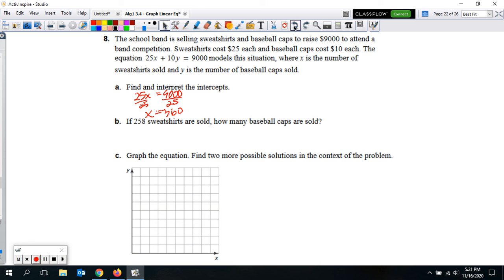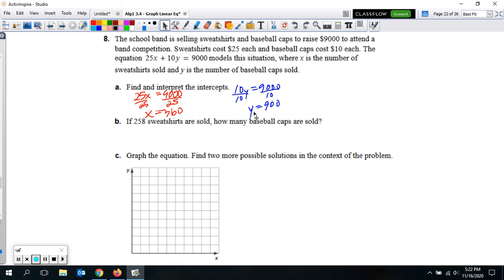The other intercept, for y, we're going to again put in 0 for x. So basically we're not going to sell any sweatshirts. Now it's just 10y equals 9,000, divide by 10. You can cancel those zeros out, take one 0 out for the 0 below it. That's 900 over 1, which is 900. So y equals 900. We would need to sell 900 baseball caps in order to have no sweatshirts sold at all. So if nobody wanted sweatshirts, we would have to sell 900 baseball caps to get the 9,000. That's what those mean there.